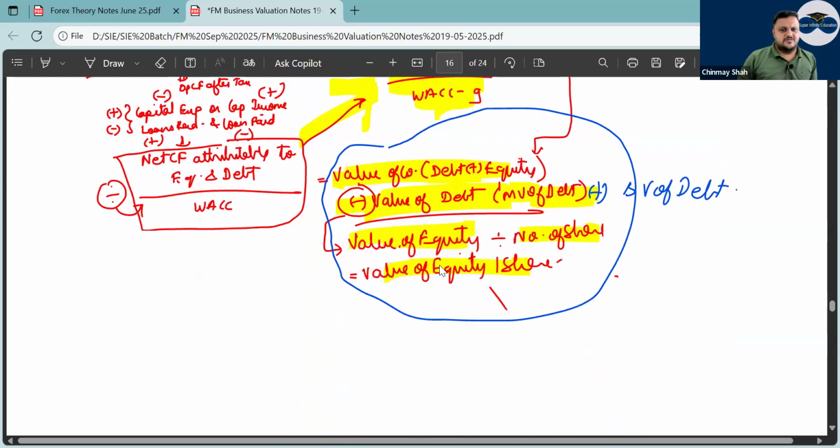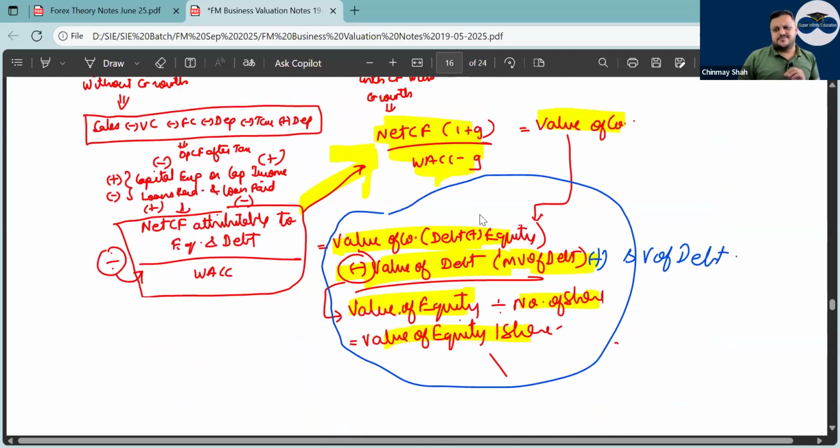Correct? Have a look. You can go through this. Everything I have given quite detailed. Right? Have a look.